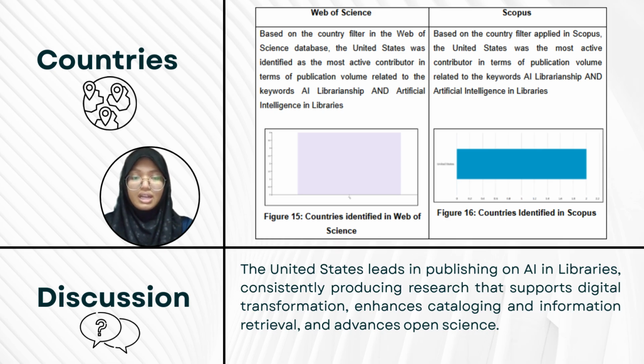As for the discussion, the United States leads in publishing on AI in libraries, consistently producing research that supports digital transformation, enhanced cataloging and information retrieval, and advanced open science.